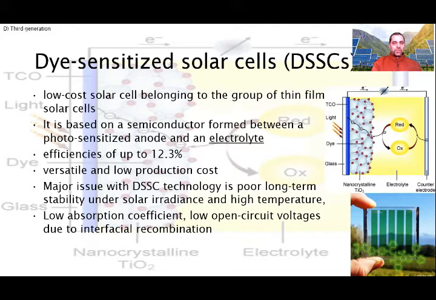Major challenges with DSSC technology include issues with long-term stability under solar irradiance and high temperature, low absorption coefficients, as well as low open circuit voltage due to interfacial recombination. All these challenges raise the question as to how well they will compete with traditional solar cell technologies, but we will see.